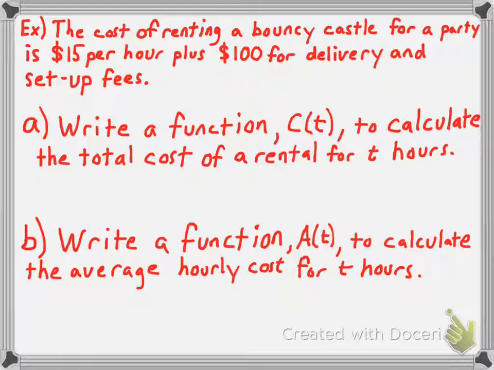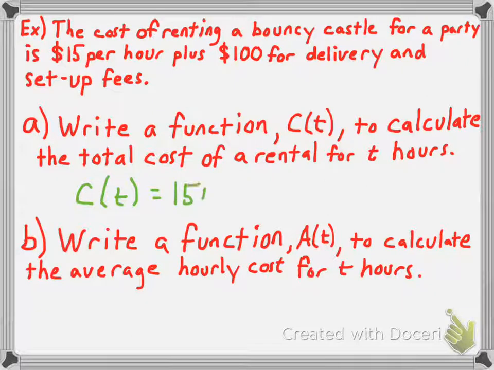Now, I'm hoping that your instincts are already pretty good on how we're going to do this first part. Writing the function to calculate the total cost of a rental for T hours. There are two things included in calculating that cost. Let me write something real quick. All right, remember our cost is going to be represented by C of T. All right, the two things involved in the cost are the hourly fees plus the one-time $100 that they're going to pay to bring this thing out to you, to set it up, and then to take it away whenever you're done renting it. So the hourly part depends on how many hours you rent it for.